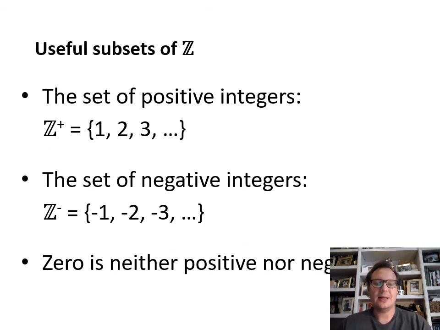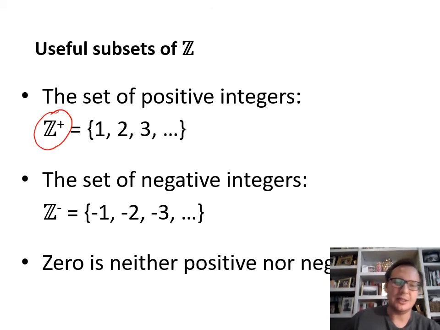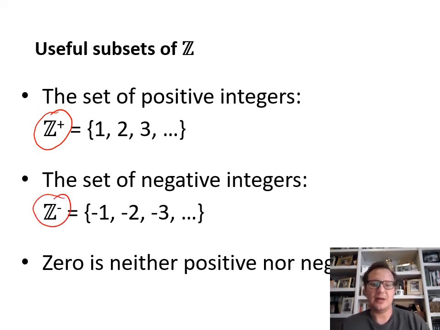And finally, I'll end this lecture with showing a few useful subsets of the set of integers Z. We have the set of positive integers. We note it with Z with this little superscript plus. Similarly, we have the set of negative integers. And finally, we also have 0. And in this class, we consider 0 to be neither positive nor negative.